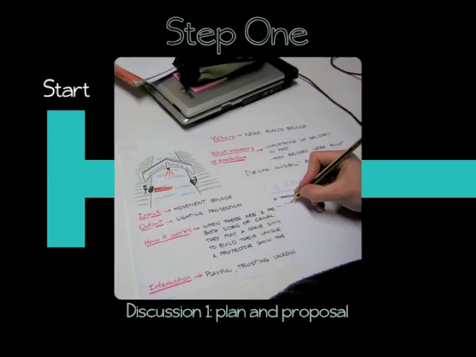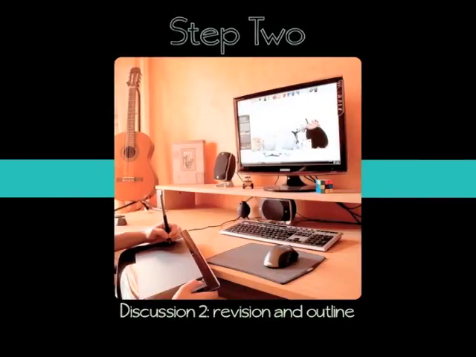Once your instructor accepts your proposal, she will send you back feedback for that proposal, and then you will move on to step 2. You can't move on to step 2 until you have that feedback from step 1. In step 2, you will revise your proposal if your instructor asked you to do so, and develop an outline. And so remember, this is all to help you develop a stronger informative podcast in the end.